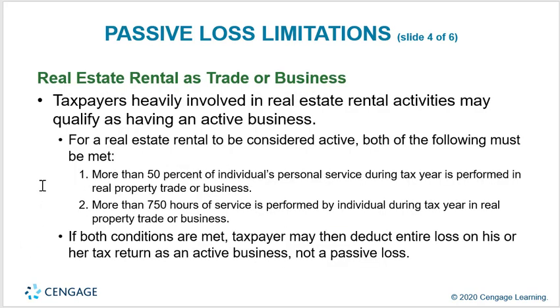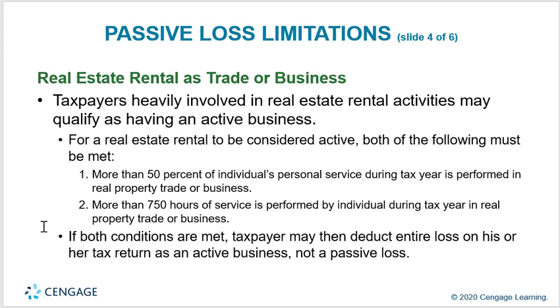And so for real estate and rental as a trade or business, taxpayers heavily involved in real estate rental activities may qualify as having an active business. For a real estate rental to be considered active, both of the following must be met. More than 50% of the individual's personal service during the tax year is performed in the rental property trade or business. More than 750 hours of service is performed by the individual during the tax year in the rental property trade or business. If both conditions are met, taxpayers may then deduct the entire loss on his or her tax return as an active business, not a passive loss.